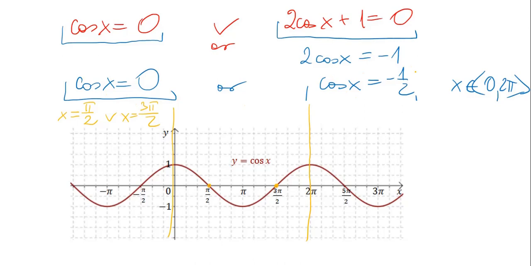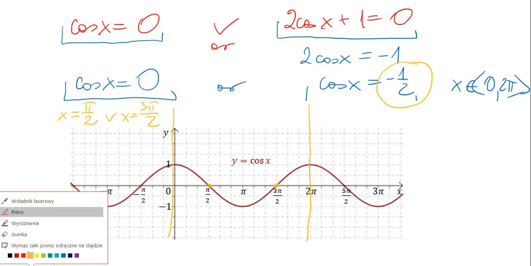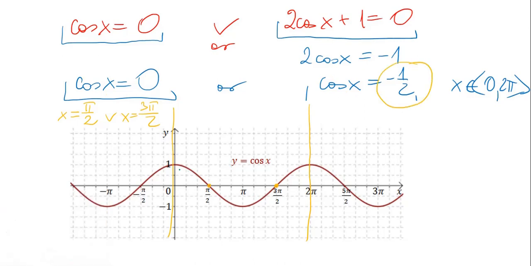And the second part, we need negative half. So let's see, where is negative half? So negative half will be here. So we have 2 points. One is here, and one is here, right? And then we don't have anything more. So the problem now is to just try to read which points are here. So you have to first just look which angle has 1/2. And of course we know that it is pi over 3. So it's 60 degrees, pi over 3.